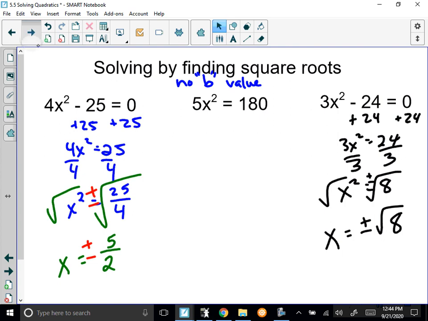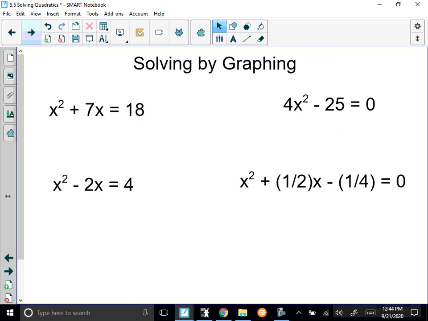The third way we're going to talk about today is solving by graphing. If you have Desmos, it's super easy. And you might say, well, why are you teaching us? You've already taught us how to solve by factoring and by square rooting. Well, part of the problem is not all the time you can solve it by factoring. Not all the time you can solve it by square rooting. Some of the times you'll have to graph because there's no other option.